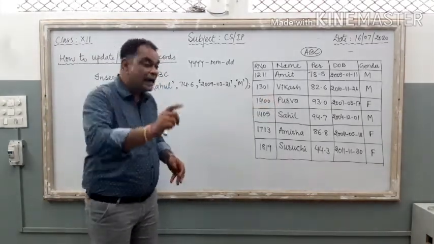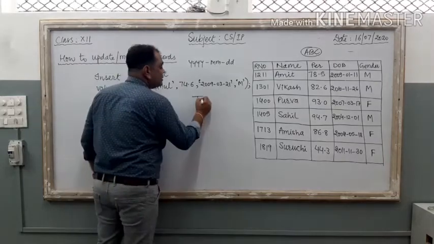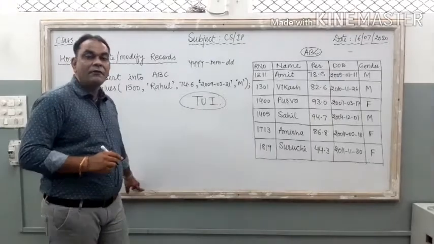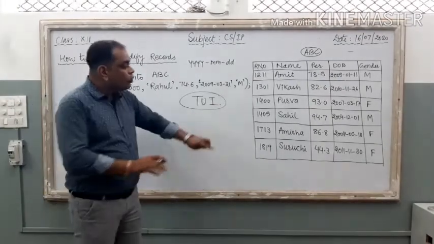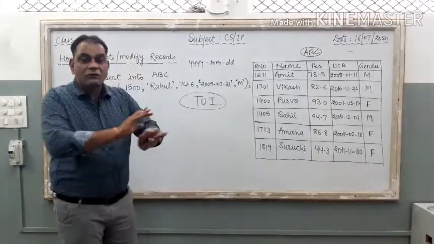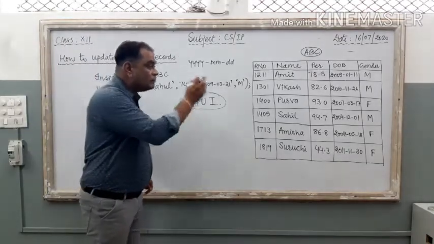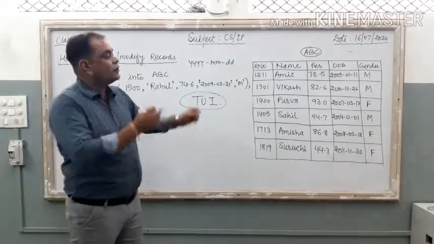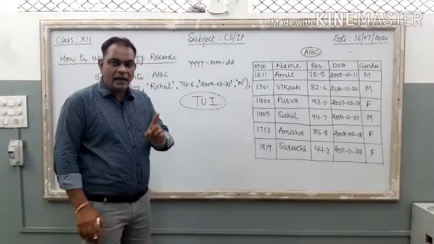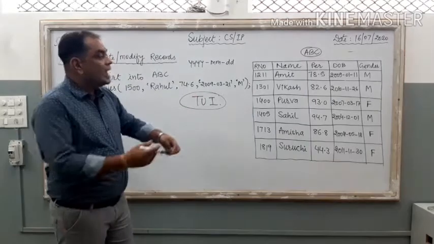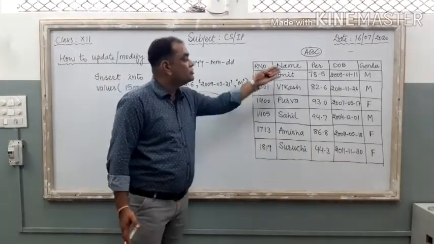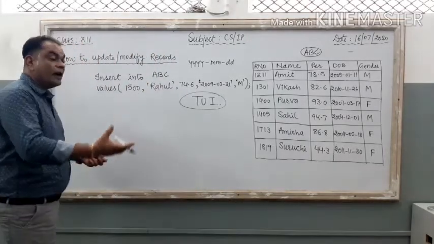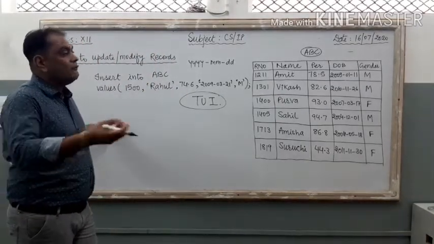The table is in MySQL, and MySQL supports what? TUI, text user interface. Here no graphics. Here no use of mouse. If you want to do something on the table, you just type the particular command for the particular effect. Clear? So in a TUI, we have to write a command if we want to change anything in the record. Now what is the command by which we can update the record, we can modify the record?